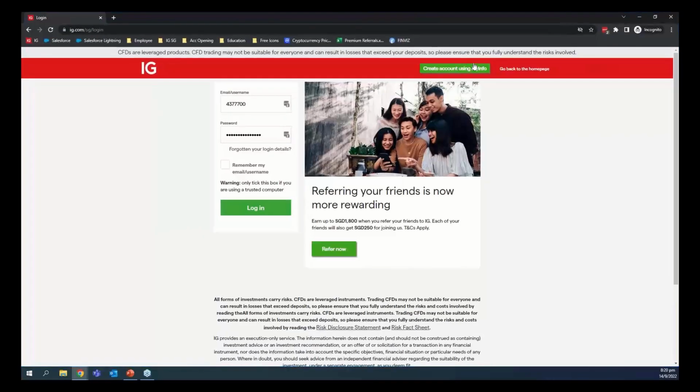Okay, so I believe you guys can see the trading platform. Just let me log in.